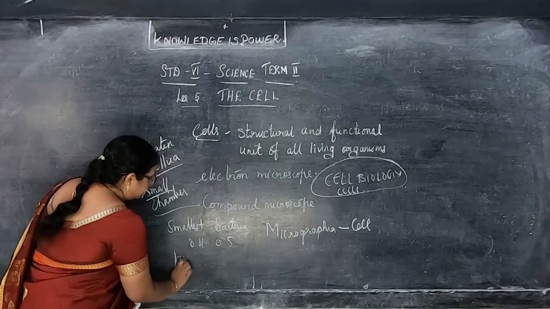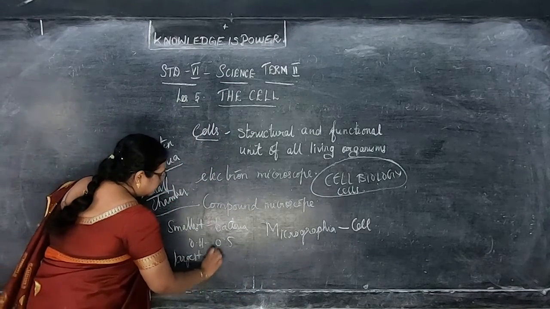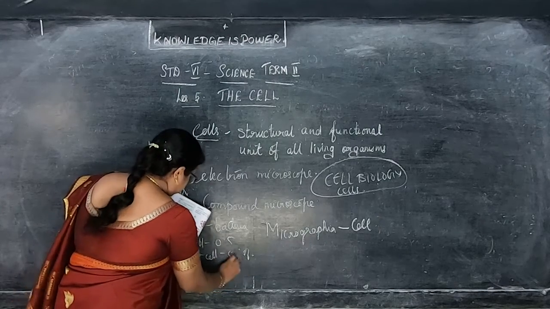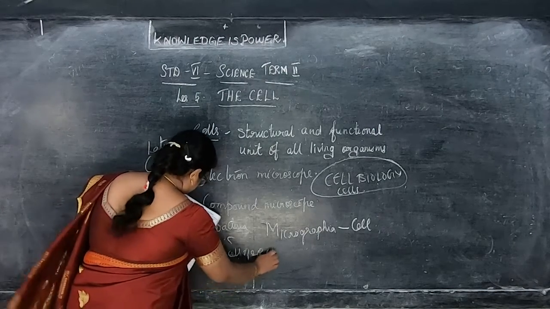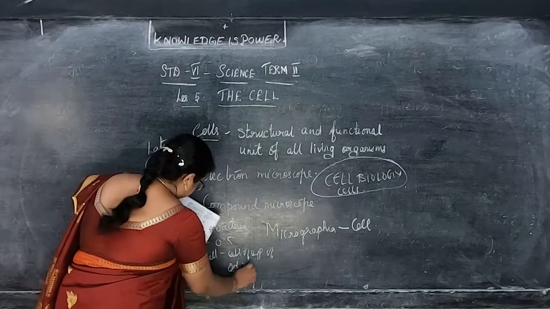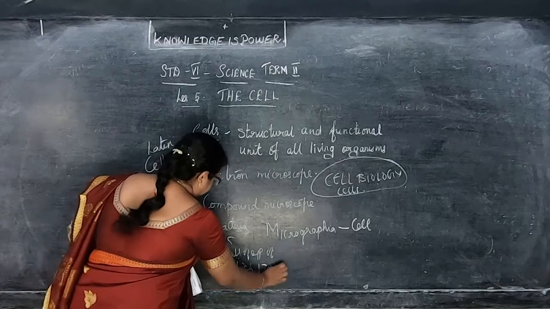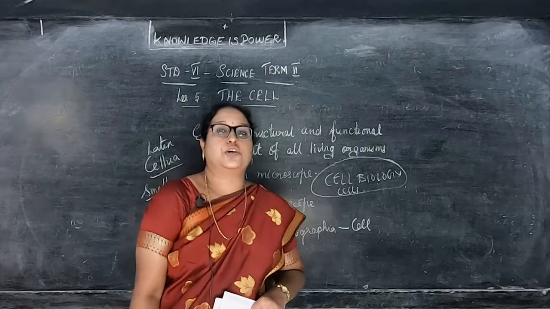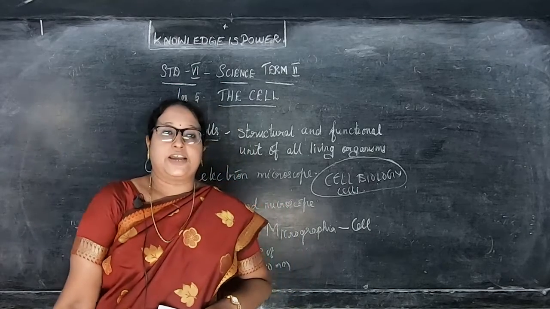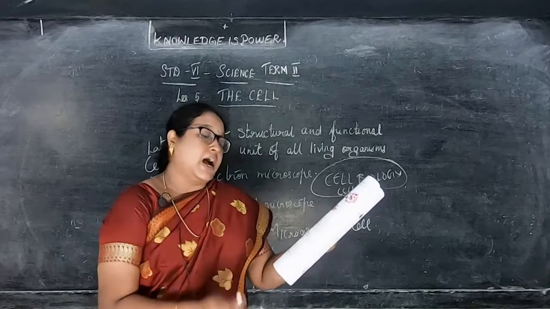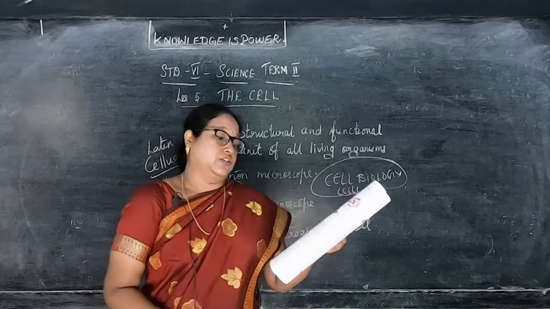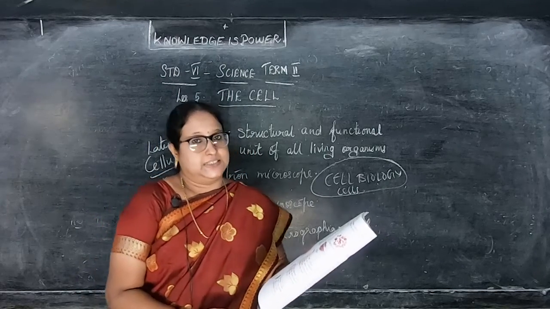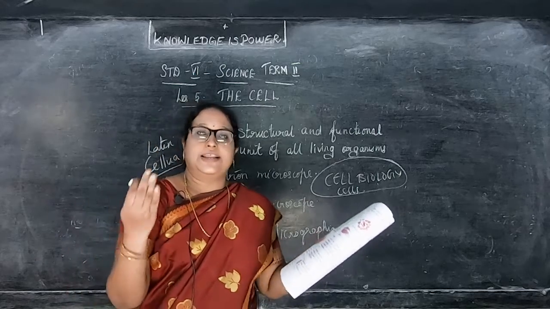So the largest cell is the cell of the egg of the ostrich, about 170 millimeter. The smallest is the bacteria, that is 0.01 to 0.5 micrometer. The largest cell we can find is the egg of the ostrich, which is 170 millimeter in width, and we can see this with our naked eye itself. It's very large.